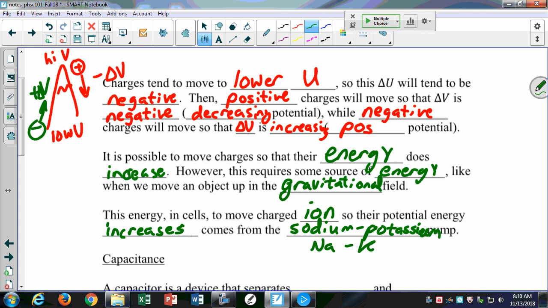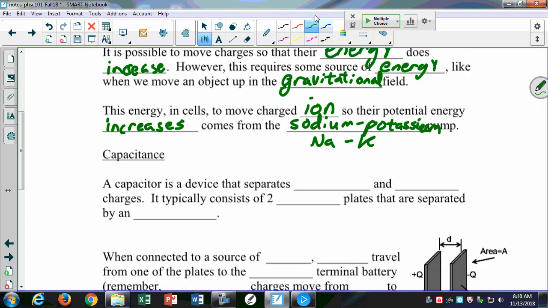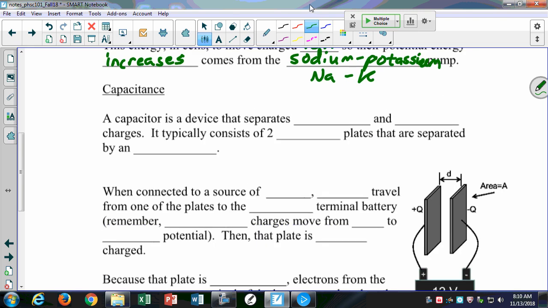All right. So we've already seen a capacitor. We haven't really talked about it in terms of an electrical device, but it is an electrical device. And it's a device that separates positive and negative charges. Has a number of uses. It typically consists of two metal plates that are separated by an insulator.